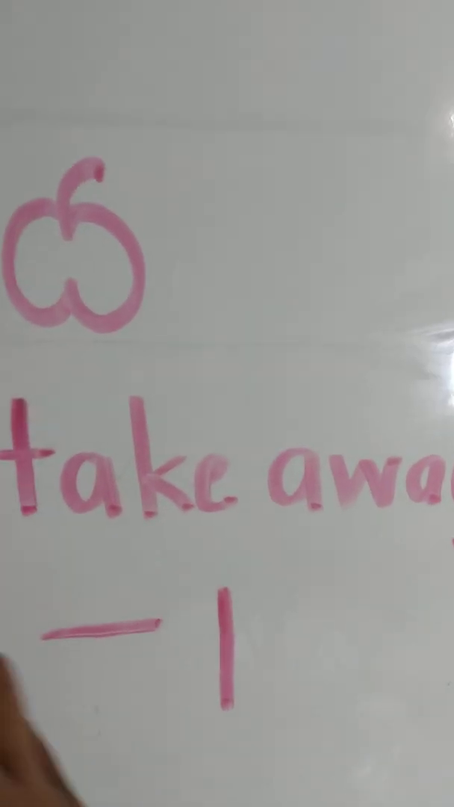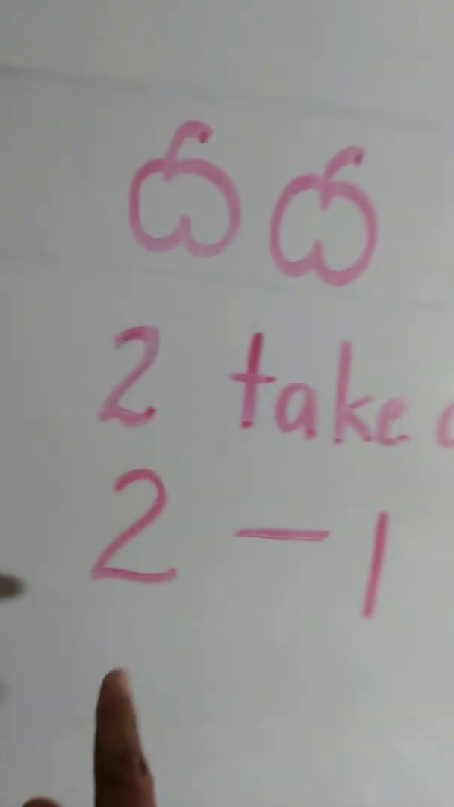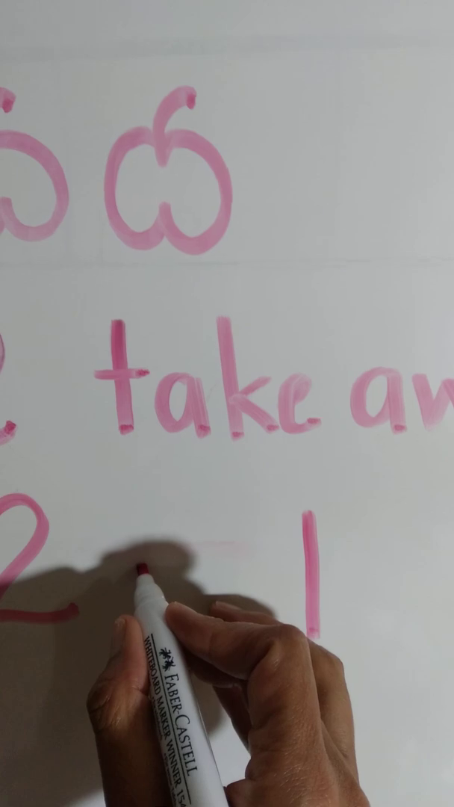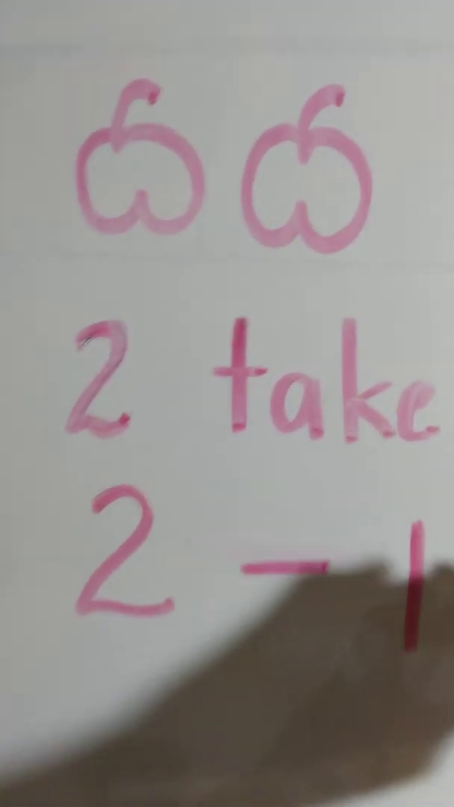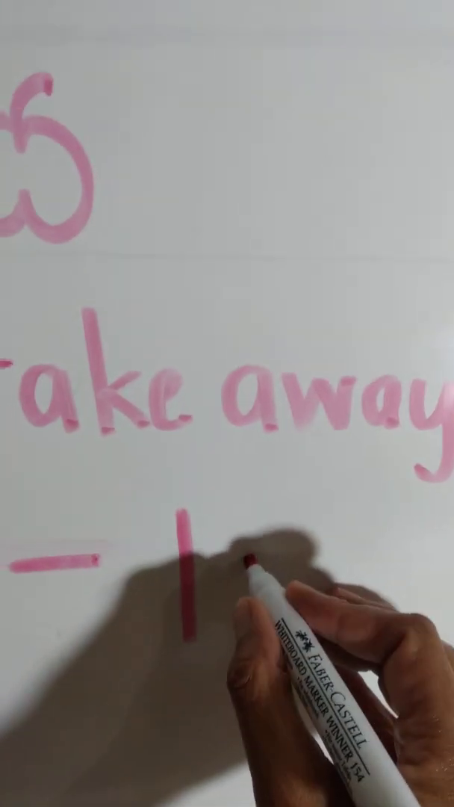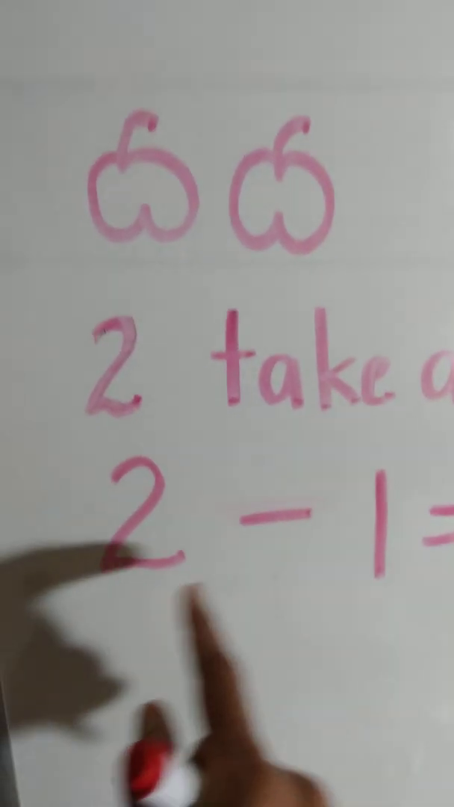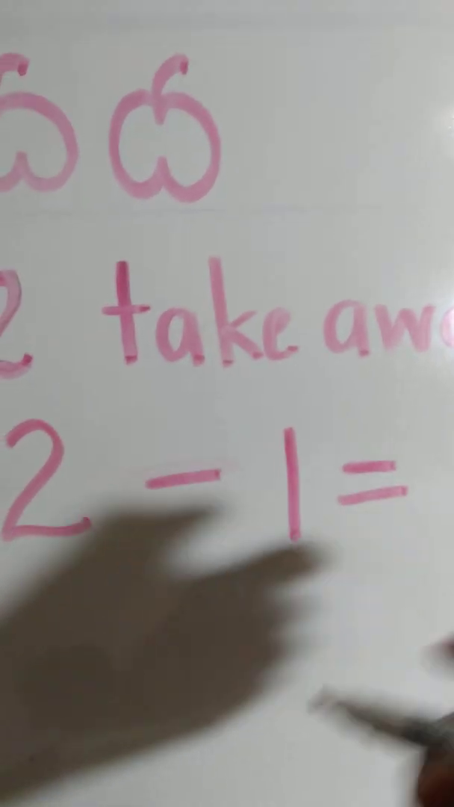So here I would have written 2 take away 1 makes, or leaves, or whatever, right? 2 take away 1 makes or equals. So instead of writing all of that, I can shorten it. 2 take away 1, let me put this a little lower. This sign means makes or equals, right? 2 take away 1 equals.